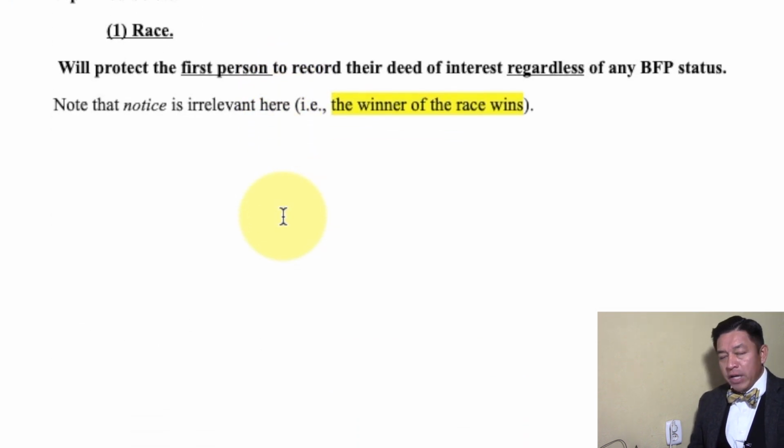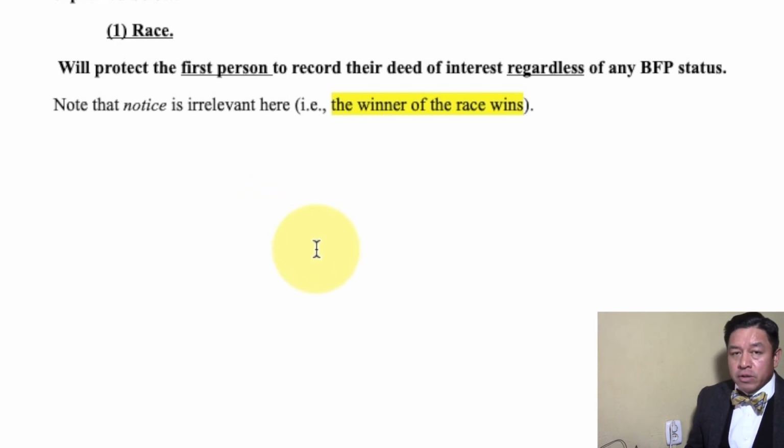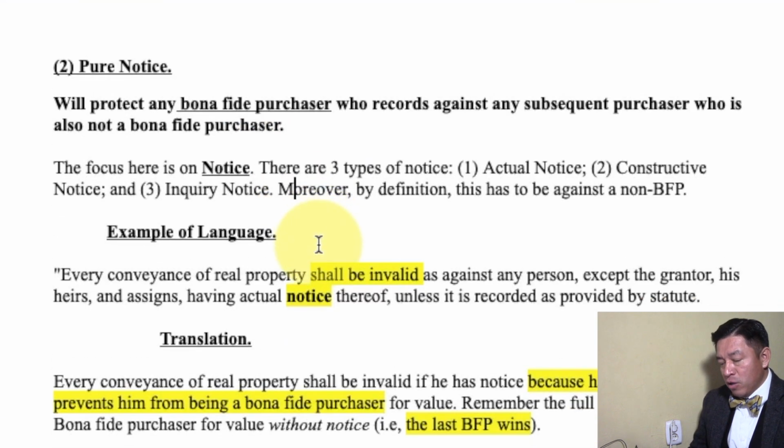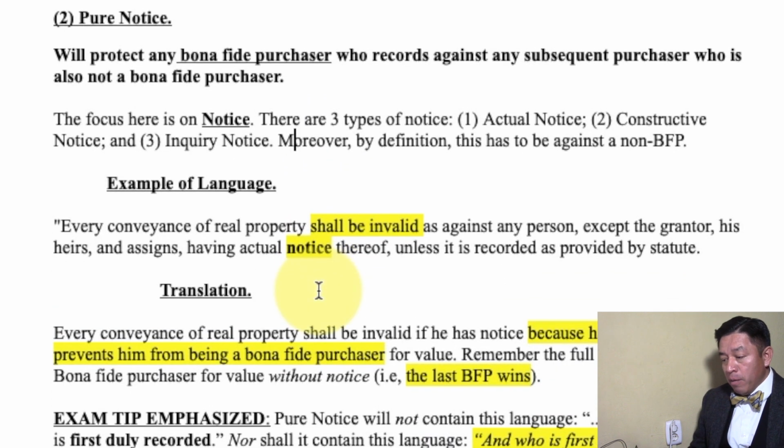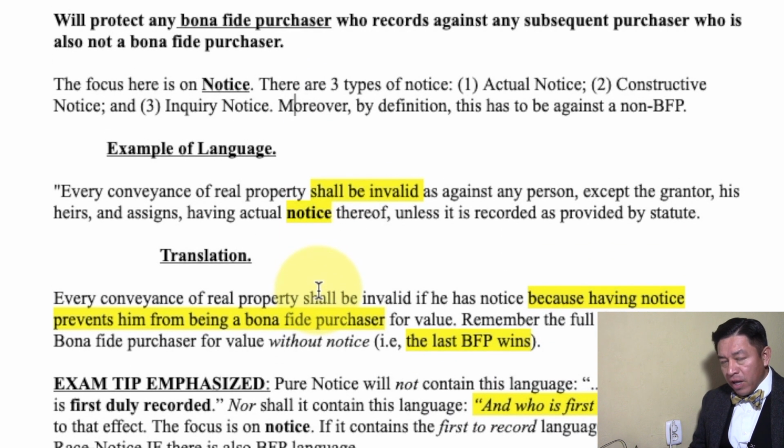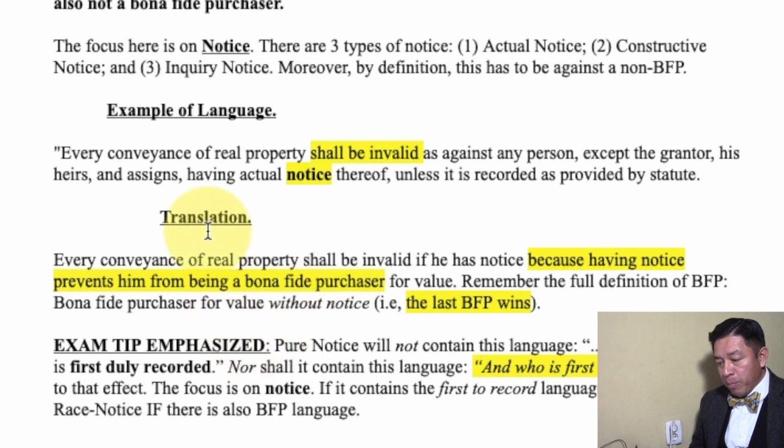Recording statute, race, you already know that the winner, the person who goes and records first with the government office, is going to prevail. That's very simple. That is very unlikely to be tested. Let's skip over that. You already know what it is anyway. Pure notice. A lot of blah blah language here, a lot of fluff. Let's look at an example.